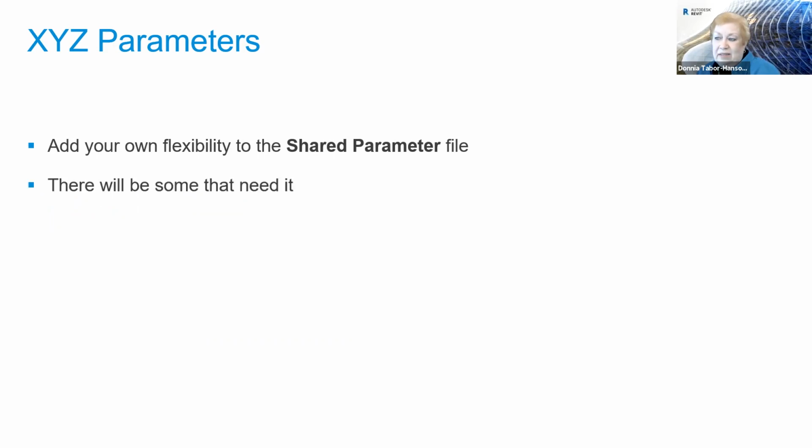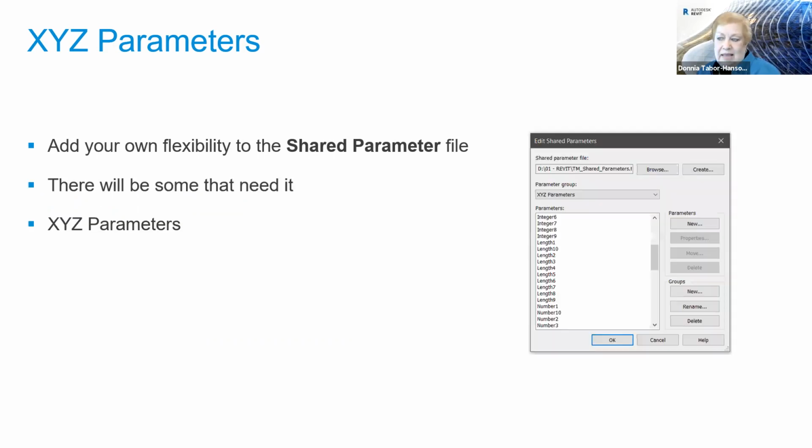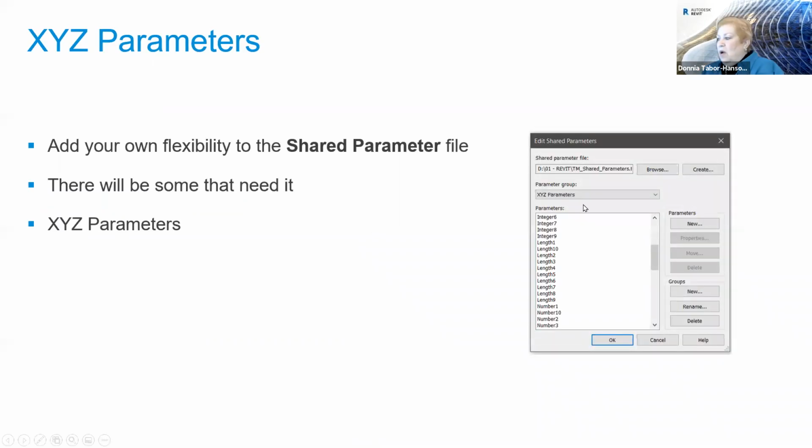There will be some that you need. So we call them the XYZ parameters. And why XYZ? Because it shows up at the bottom of the list. You got to know what you're looking for to find it. The XYZ parameters, let me go back here. We started with some of the basics. We have integer, length, number, angle, volume, things that we text. And we started with 10 of each.